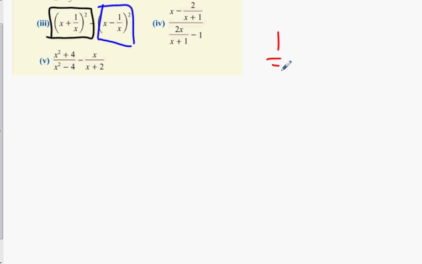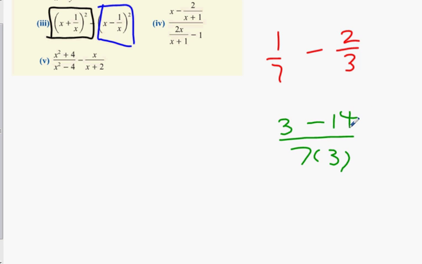An example would be something like this, Sean. I'll do 3 lines, yeah? 7 times 3 on the bottom, yeah? 3 times 1. 7 times that is 14, yeah? That's the 3 lines. And then if we did it the other way, that one doesn't have a 3, that needs a 3, that one doesn't have a 7, that one needs a 7, and it's 3 minus 14 over 21.